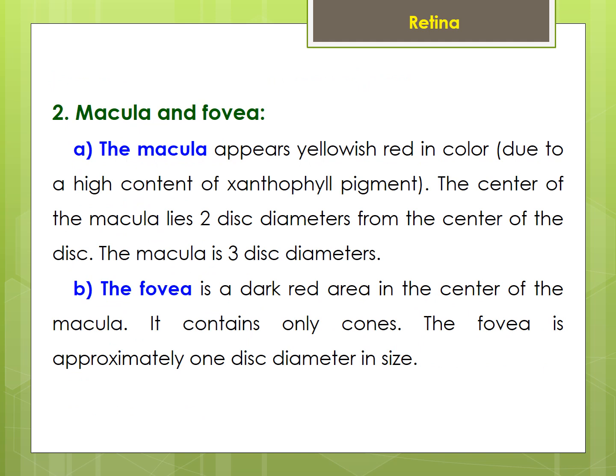The macula and the fovea. The macula appears yellowish red in color due to high content of xanthophyll pigment. The center of the macula lies 2 disc diameters from the center of the disc. The macula is 3 disc diameters. The fovea is a dark red area in the center of the macula. It contains only cones. The fovea is approximately 1 disc in size.